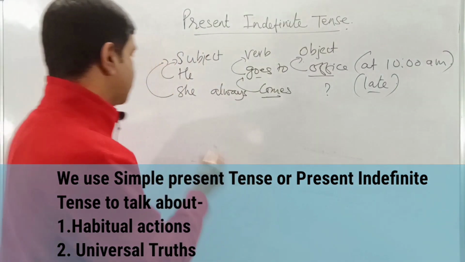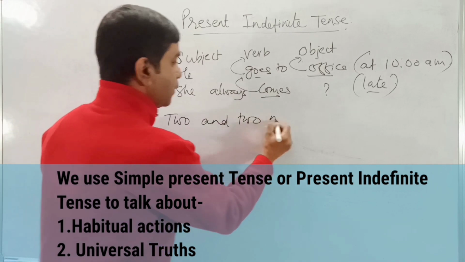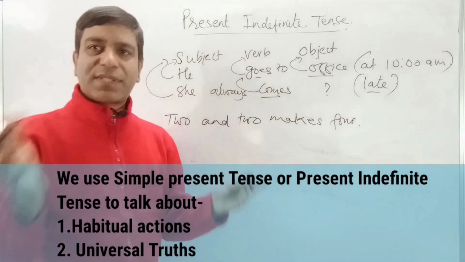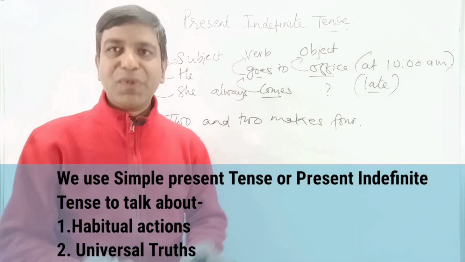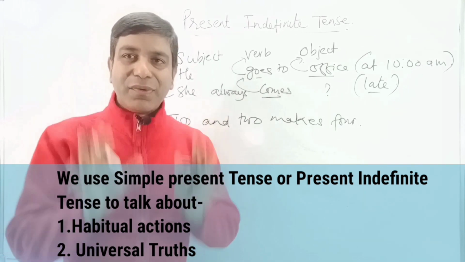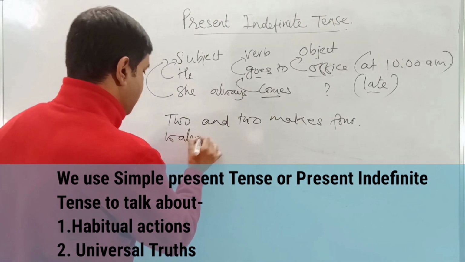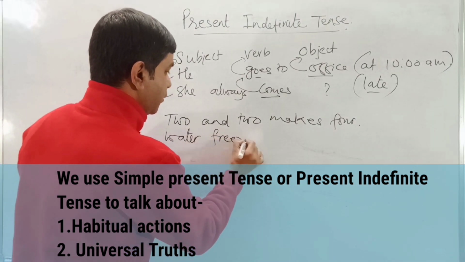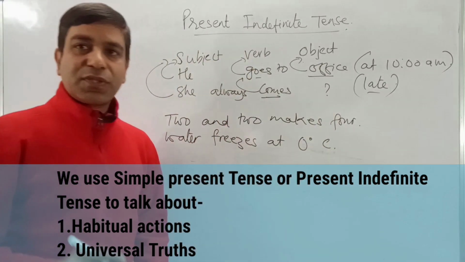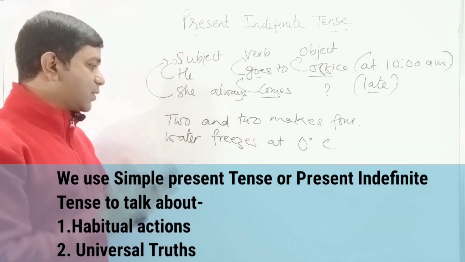For example, 2 and 2 makes 4. This is a universal truth. Wherever you go, 2 and 2 will always make 4. So this is a universal truth. Let's take another example. Water freezes at 0 degree Celsius. So this is also a universal truth. Water freezes at 0 degree Celsius.